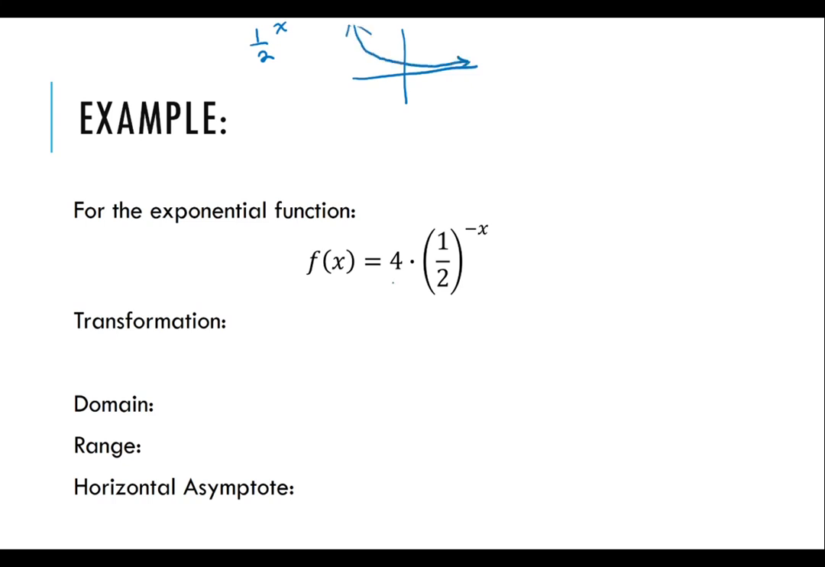Well, we have two things occurring. We have this, and we have this. Well, this 4 is actually going to be a vertical stretch. So it's a vertical stretch of 4. That is, it's going to quadruple in height.